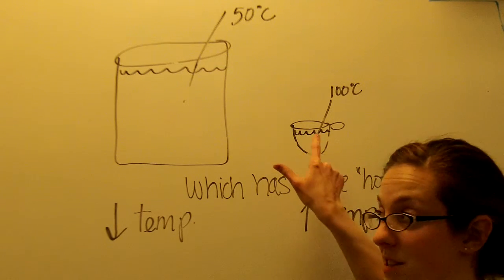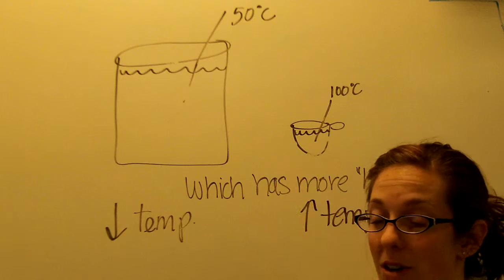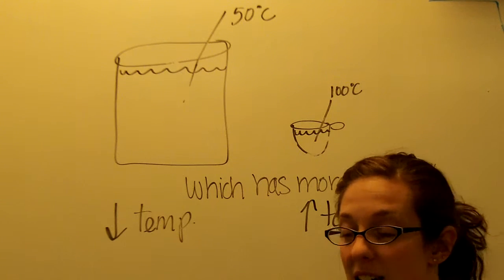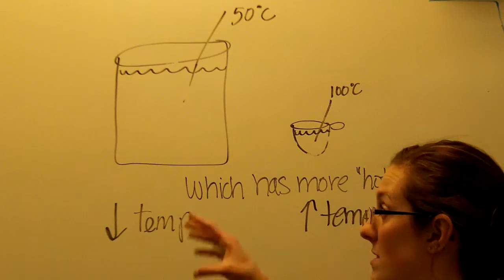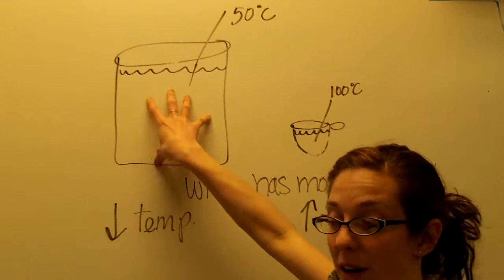And this is 100 degrees Celsius versus 50. This has a greater temperature. But when we're looking at heat, which one has greater heat, we need to look at the number of particles. This one has more particles. This one has greater heat.